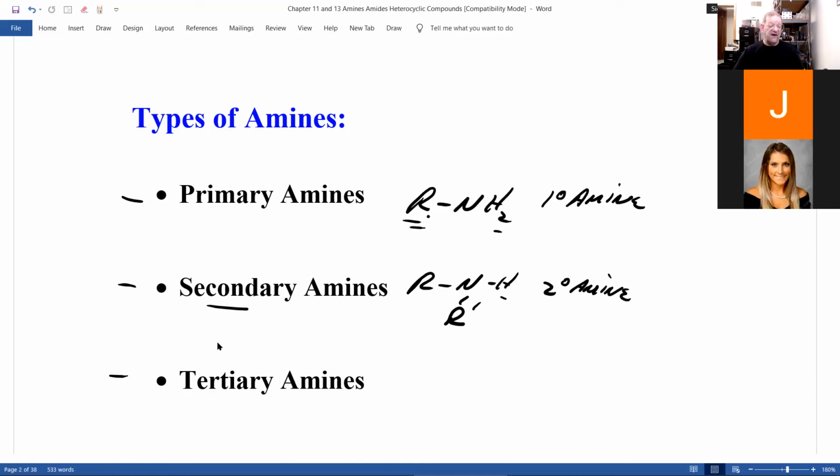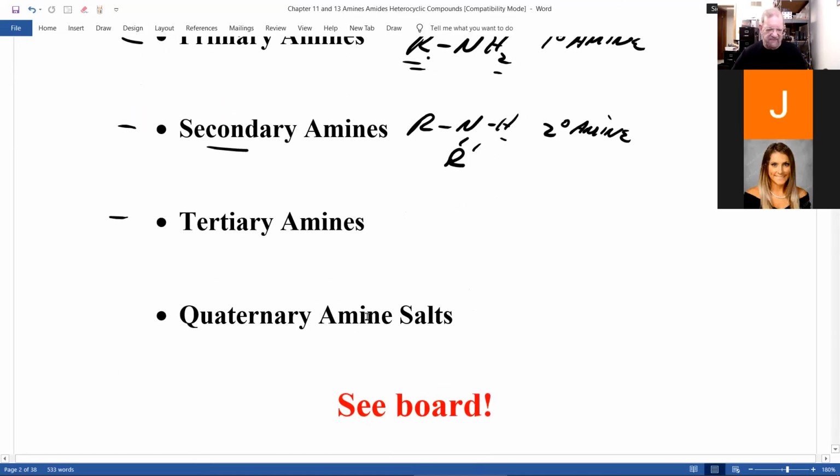Secondary amines, similar to alcohols. And finally, you can have a tertiary amine. And notice I have 3 bonds to nitrogen, and I have no hydrogens. And this is a tertiary amine. And again, I'll never ask this on a test.